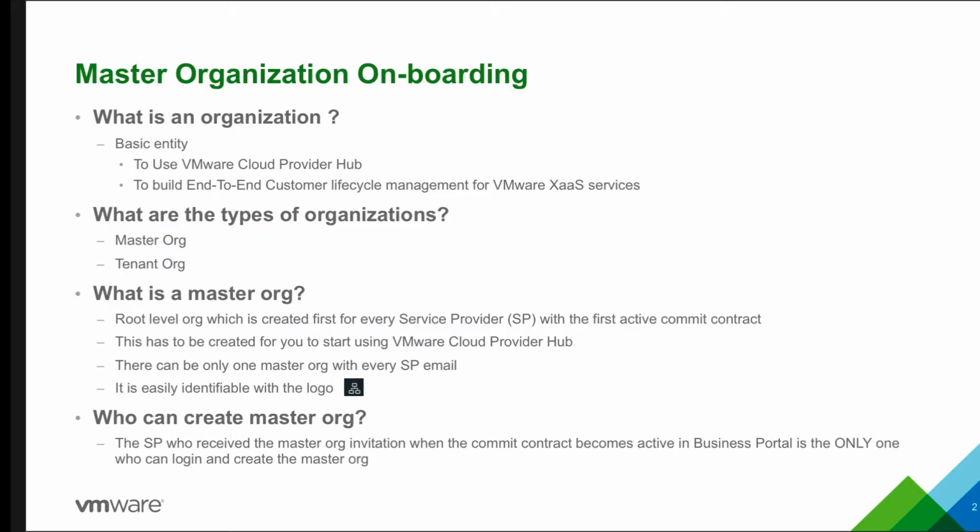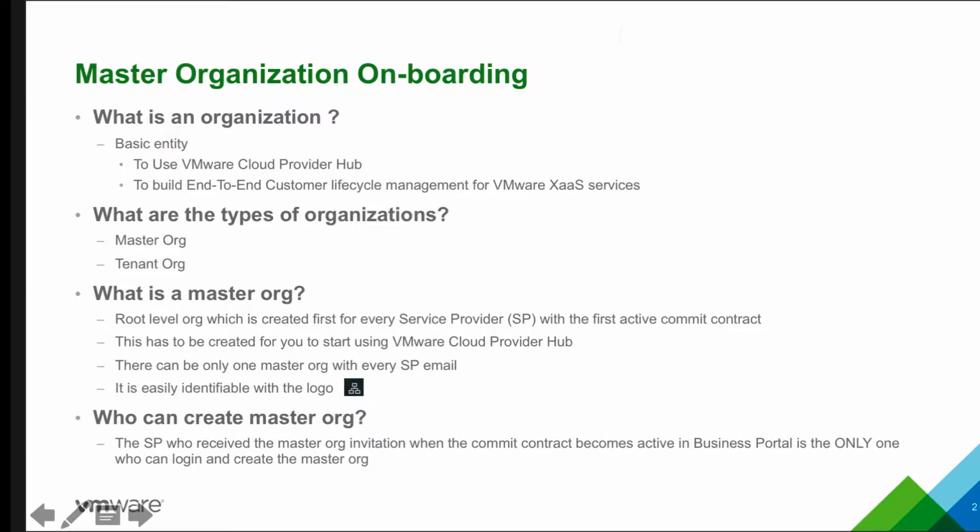Similar to MSP 1.0, Cloud Provider Hub is contained within organizations. Concept of master organization has been introduced in MSP 1.0. An organization is a basic entity which enables end-to-end customer lifecycle management for VMware cross-cloud services. There are 2 types of orgs. Basically, master organization, tenant organization.